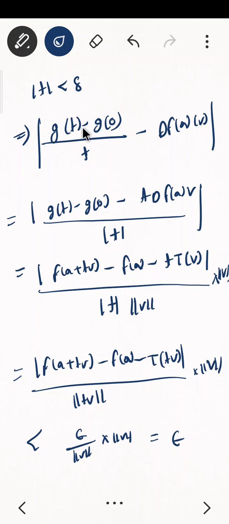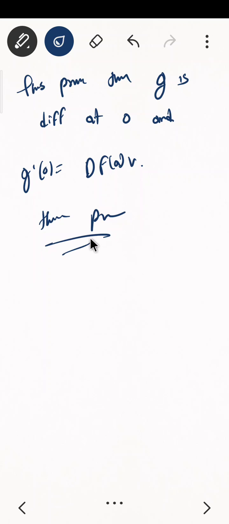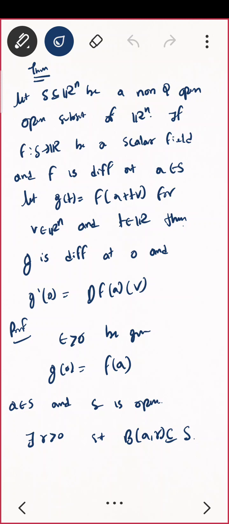What did you prove? This function is differentiable and the derivative is this. That means this proves that g is differentiable at 0 and g dash of 0 is df of a at b. Means proved. That was simple. Correct? Yeah, I'll just quickly repeat.